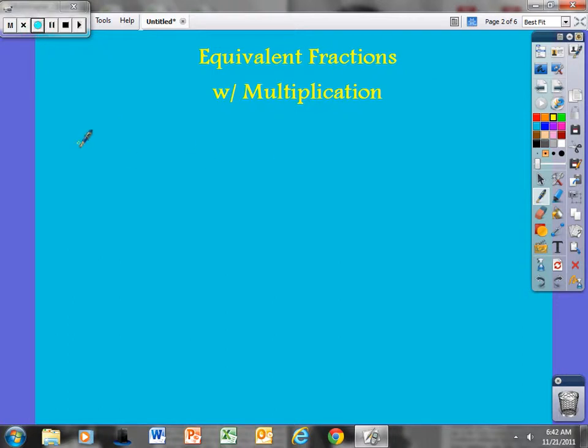Let's try something like 3/4. 3/4 is already reduced to simplest terms. I want to make an equivalent fraction for 3/4. So I'm going to multiply 3/4 by, let's go with something big, 4/4. Remember, whatever I'm multiplying by, it must be the same for both the numerator and denominator. You have to keep it the same.